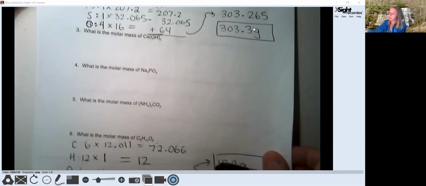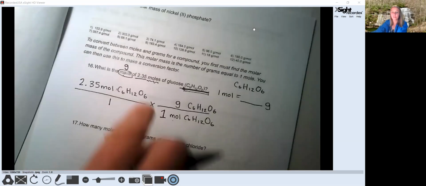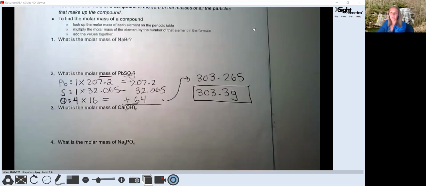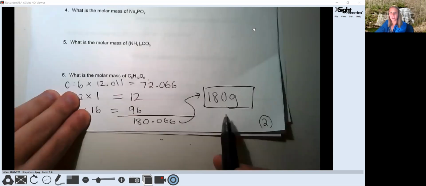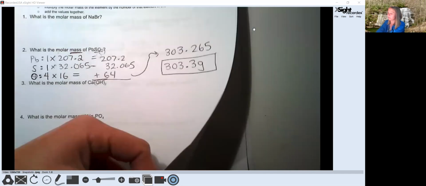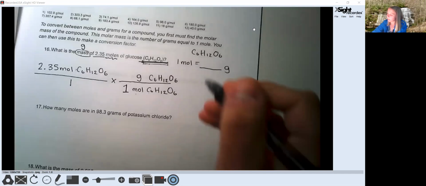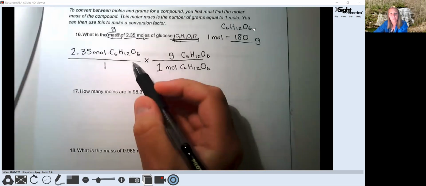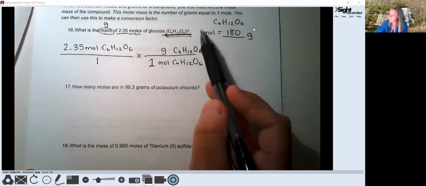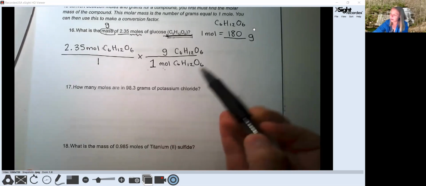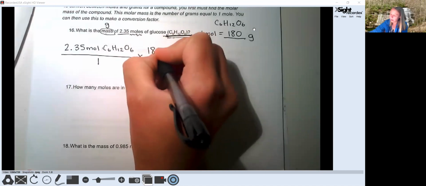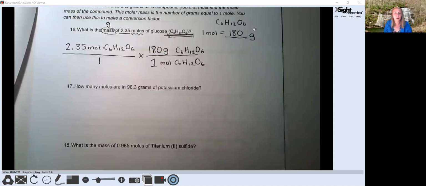So if we come back over here, 1 mole of C6H12O6 is going to equal 180 grams. So we'll put 1 mole equals 180 grams. And then when we put this in our dimensional analysis, we just pair up the units. We put 1 next to mole already, and so we're going to put 180 next to our grams. 180 grams. Questions on that so far?